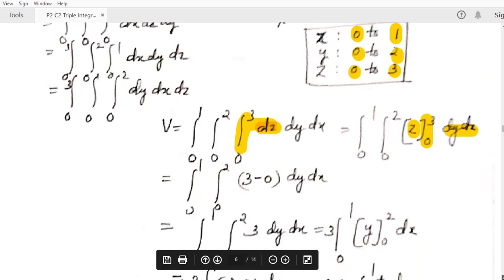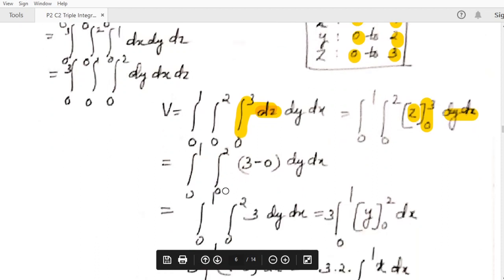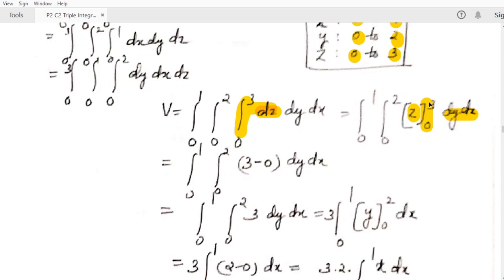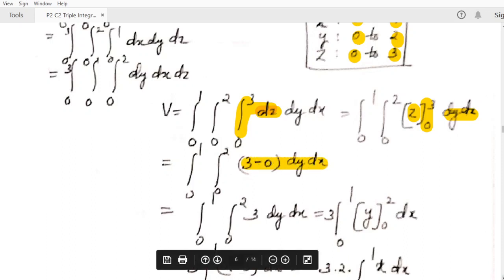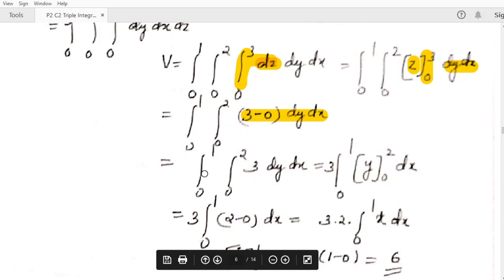So in the next step, integral 0 to 1, integral 0 to 2, we will put the upper limit z equal to 3 minus z equal to 0. We will be getting 3 minus 0 dy dx. So in the next step, we will be simplifying it. We get integral 0 to 1, 0 to 2, 3 dy dx.